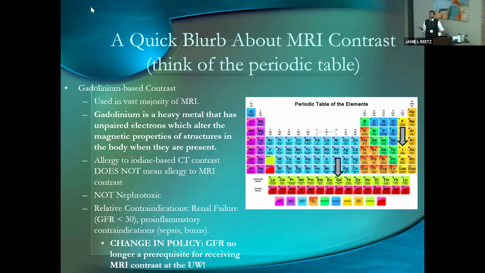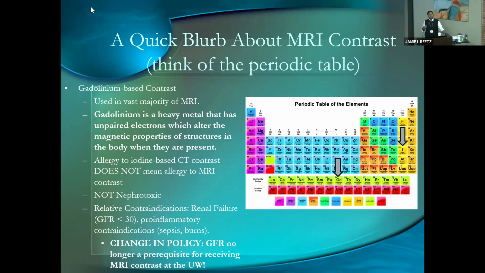The idea here is gadolinium is a heavy metal that changes the magnetic properties of soft tissue, and that's how we get our pictures. Now, the things to keep in mind about gadolinium and MRI is that it is a separate, different element, completely different from CT iodine-based contrast. It is not nephrotoxic. So even though your kidneys do absorb a lot of the gadolinium, it will not cause any damage to the kidney.